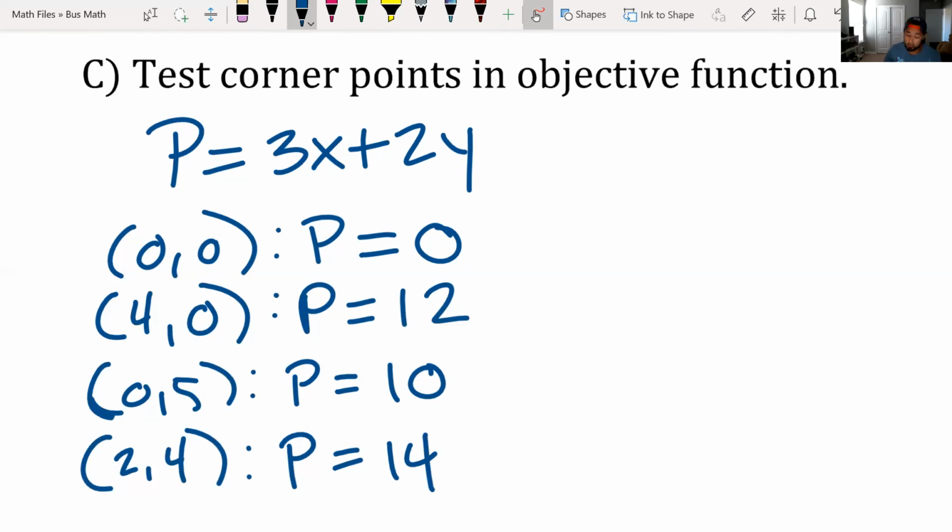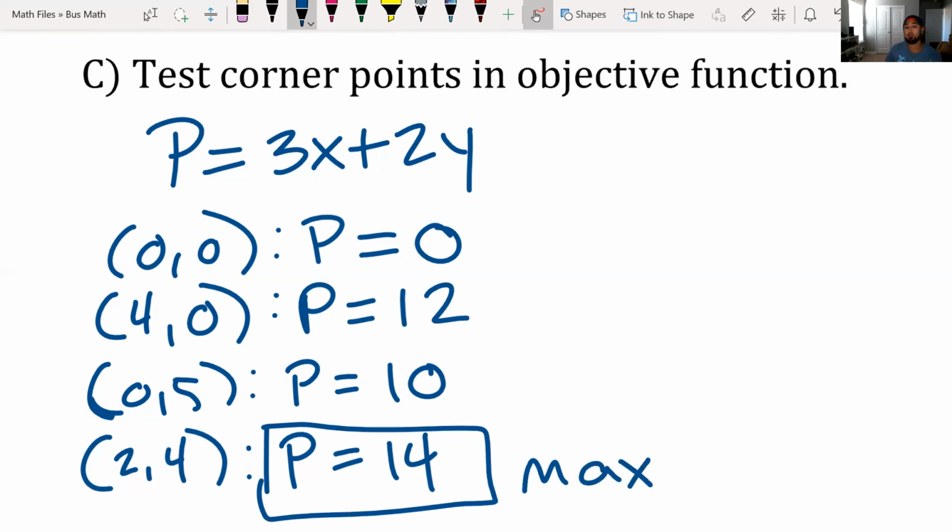And what we're looking for here is the maximum, which is going to be 14. Okay. Well, let's say it wanted the minimum as well. The minimum would be 0. I won't box it though, because this question wanted the max.